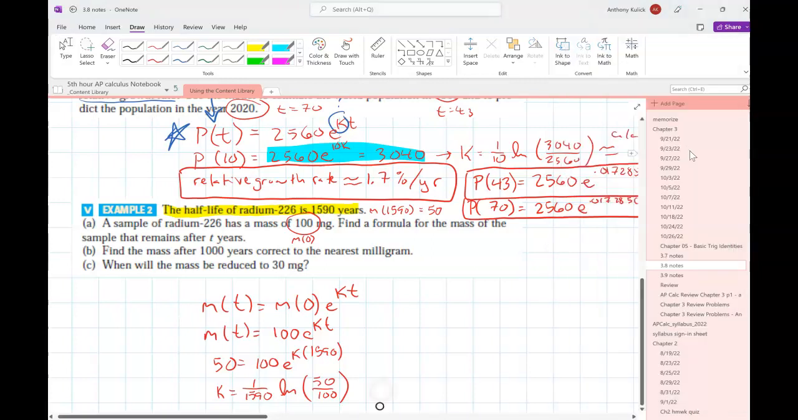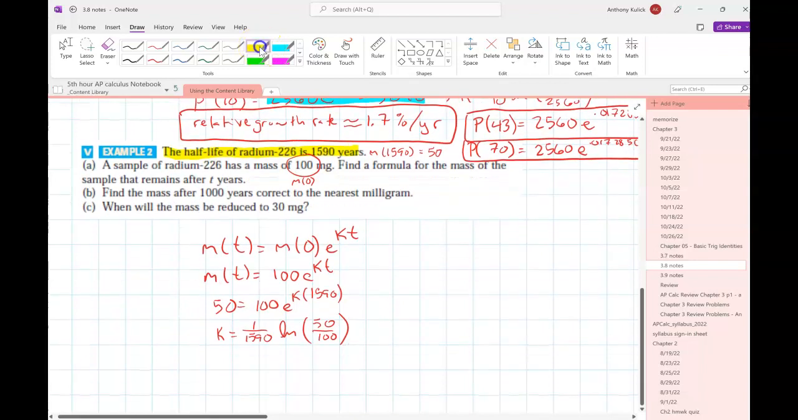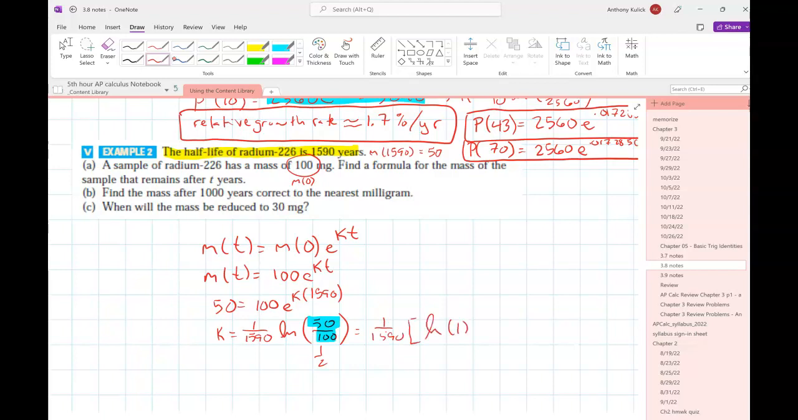What the textbook did when they wrote their answer, they said, okay, 50 over 100 is just 1/2. I did the quotient property for logarithms to rewrite it like that. What's the log of 1? 0. So they went and wrote their k this way when they did this example.